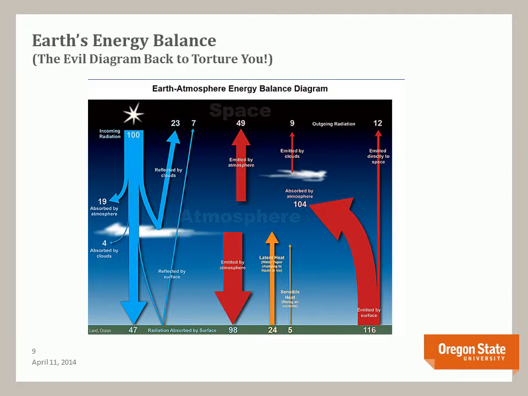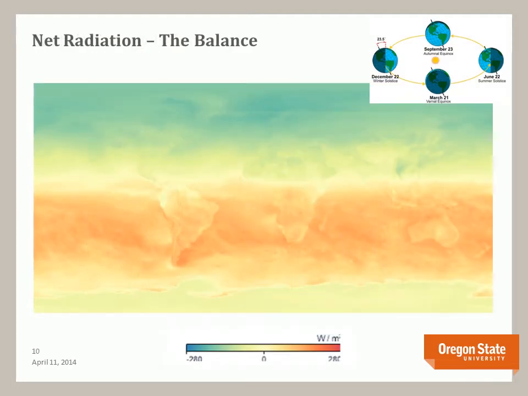So the next few slides will show the balance between the incoming radiation and the outgoing radiation. And these maps are very telling and I think worth looking at. Here is the net radiation for the Earth. This is the balance that we see. Okay. This also is measured in watts per meter squared.